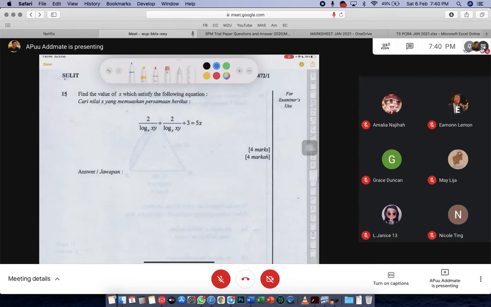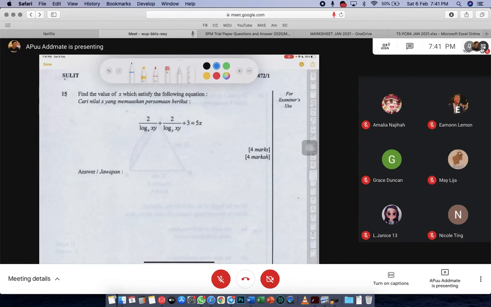Question 15. Find the value of x which satisfies the following equation. So, you have to find the value of x. Your job is to find the value of x. And then, if you look at this equation, there is a y, right. What I see at first, when I saw this question, there is a y. Maybe the question is wrong, because it only asks to find the value of x. But on second thought, maybe the y can disappear. So, go on with the second thought. Maybe the y can disappear, okay?